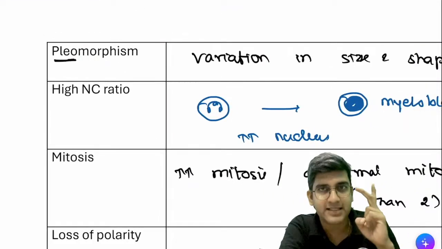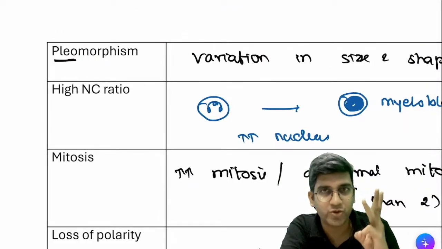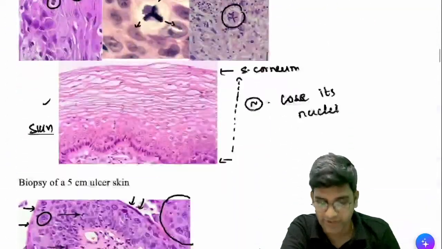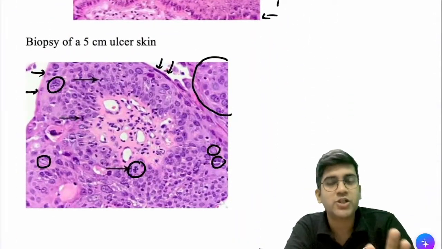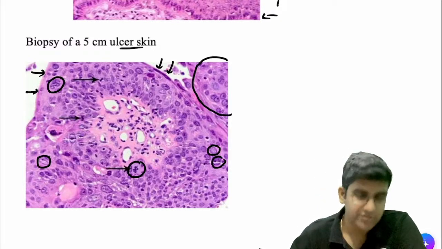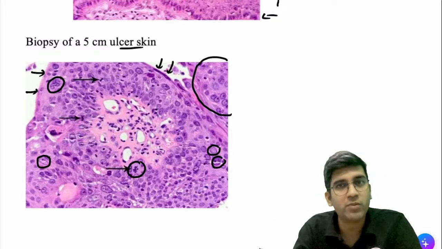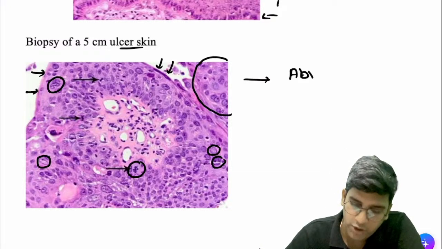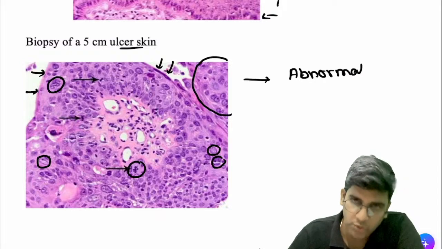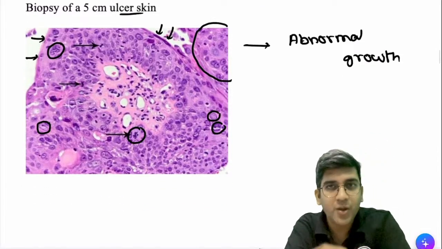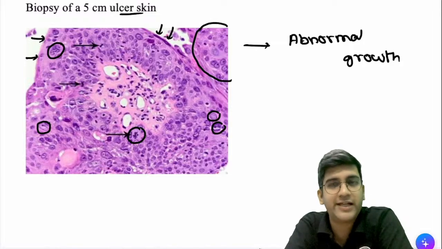So now this biopsy has pleomorphism, has high NC ratio, has mitosis, has loss of polarity because the topmost layer was having the nucleus, right? So this biopsy is a normal biopsy or an abnormal biopsy, or this growth, the ulcer or whatever growth it is, normal or abnormal? It is nothing but an abnormal biopsy or an abnormal growth. Can I say that? I can definitely say that, right? What's a technical term given for abnormality? What does abnormal mean?